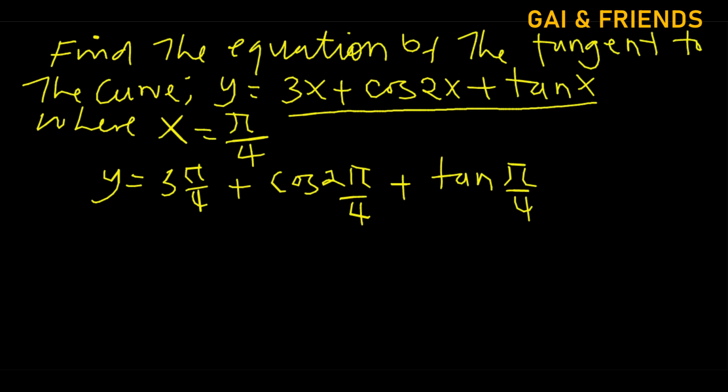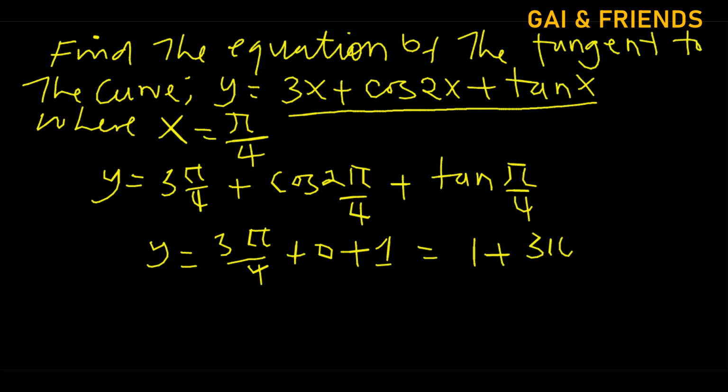If you are wondering what I have done here, I have put pi out of 4 wherever there is x in our equation. Y will be 3 pi out of 4 plus 0 plus 1, which is 1 plus 3 pi out of 4.